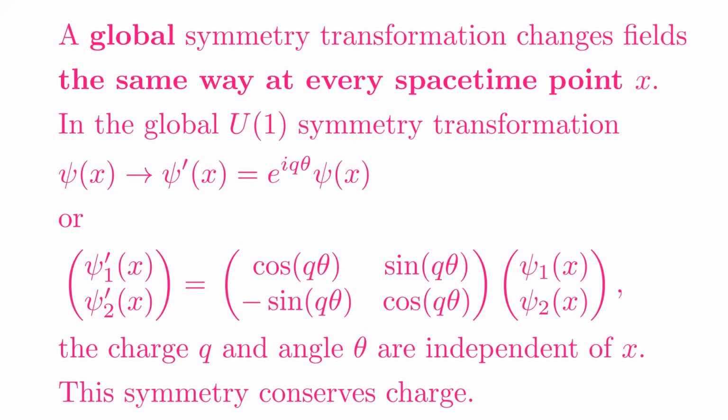The simplest symmetries are what are called global symmetries, in that they change the fields the same way at every space-time point. In other words, it's the same transformation everywhere. So psi prime is e to the i q theta psi of x, and neither q nor theta depends upon x. And so this is said to be global. This is the simpler kind of symmetry. And it's a symmetry, of course, that conserves charge.